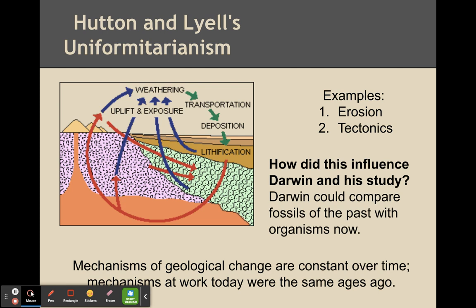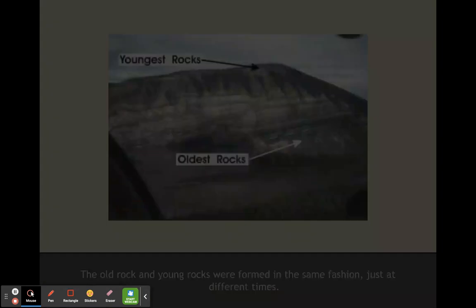How did uniformitarianism influence Charles Darwin? Darwin could compare fossils of the past with organisms now. And he was able to do this because he knew that the Earth always acted in the same way. And he could also rely on stratigraphy, or those layers of the Earth, to help him understand and compare fossils from long ago to organisms that lived on the planet now and lived there when he was alive.